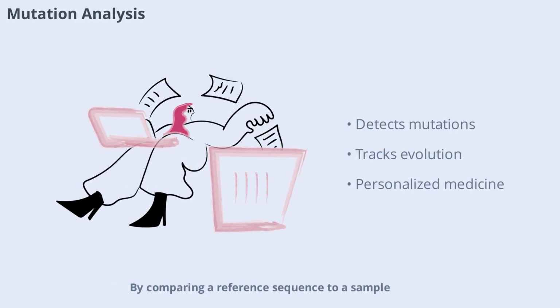By comparing a reference sequence to a sample, researchers can identify single nucleotide changes, insertions, deletions, and other mutations. This is critical for diagnosing genetic diseases, tracking the evolution of pathogens, and developing personalized medicine strategies.